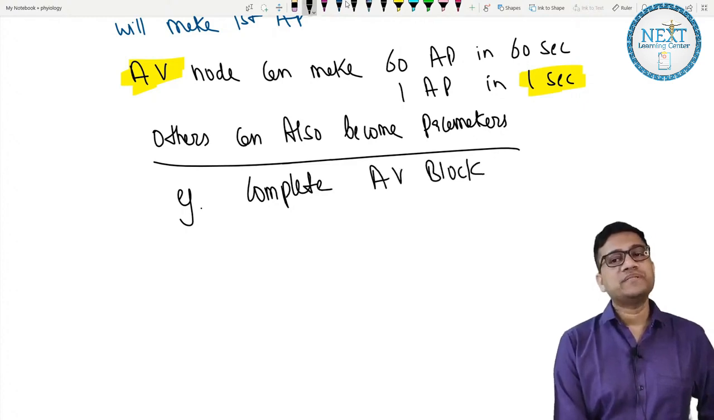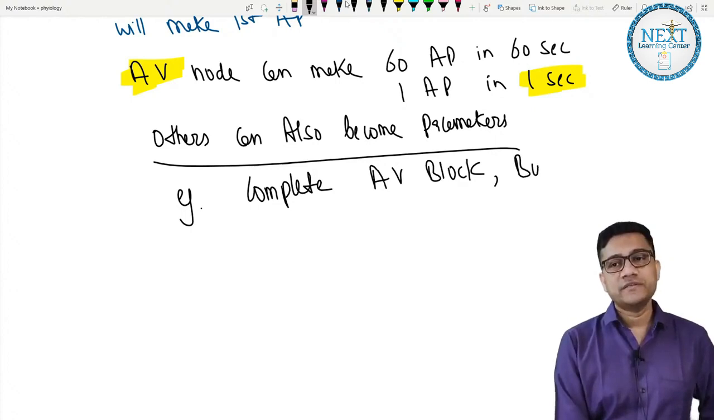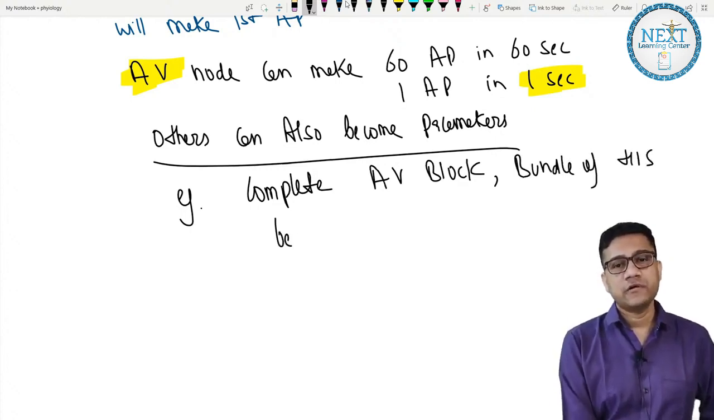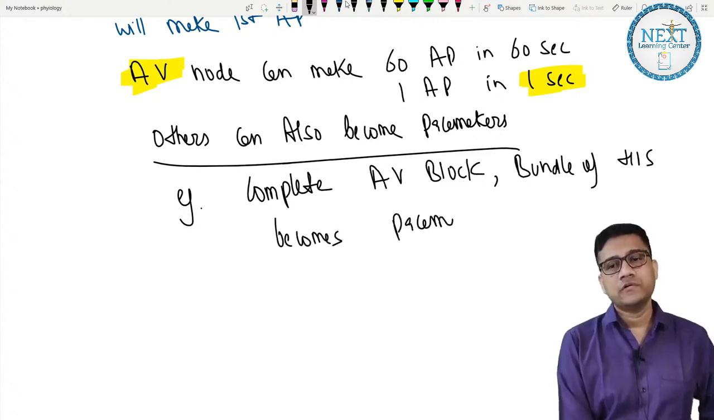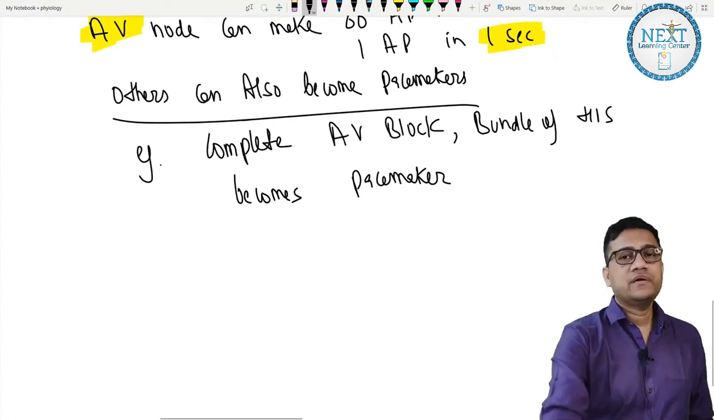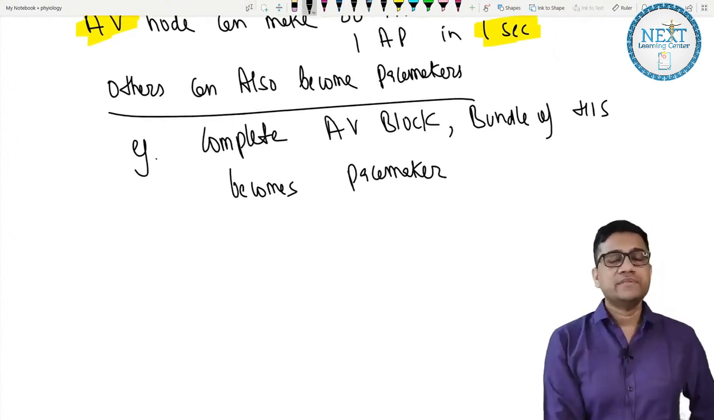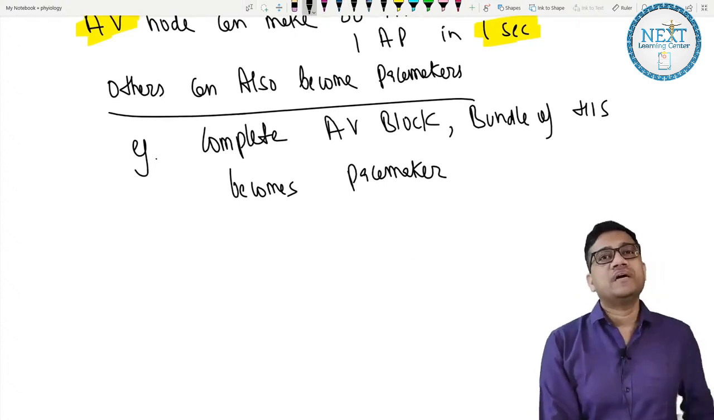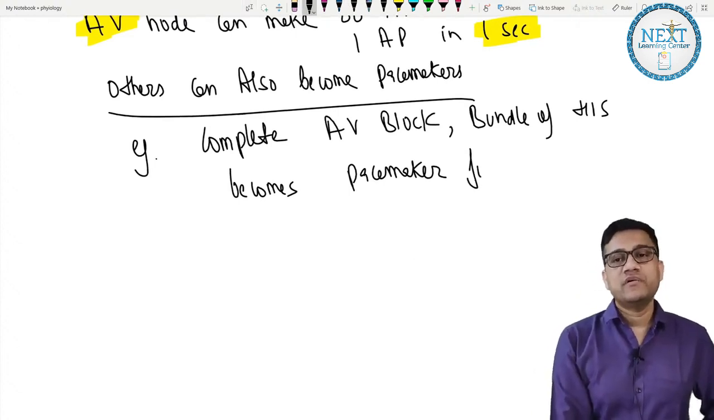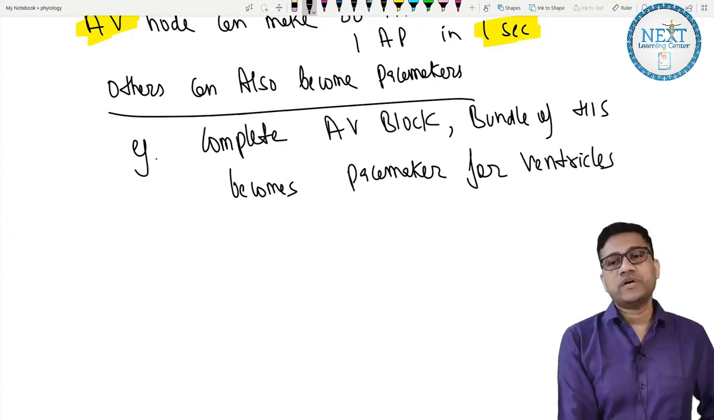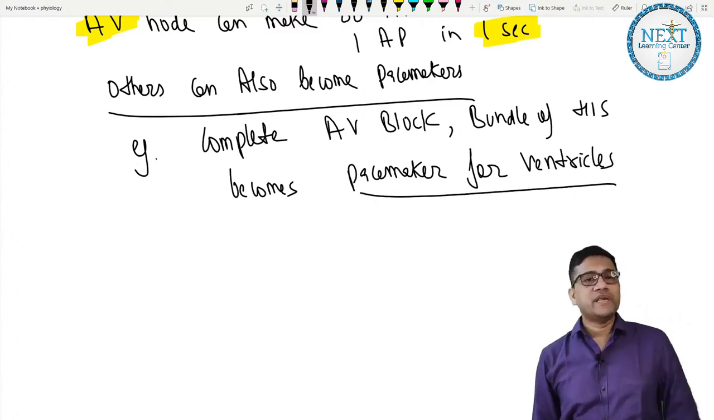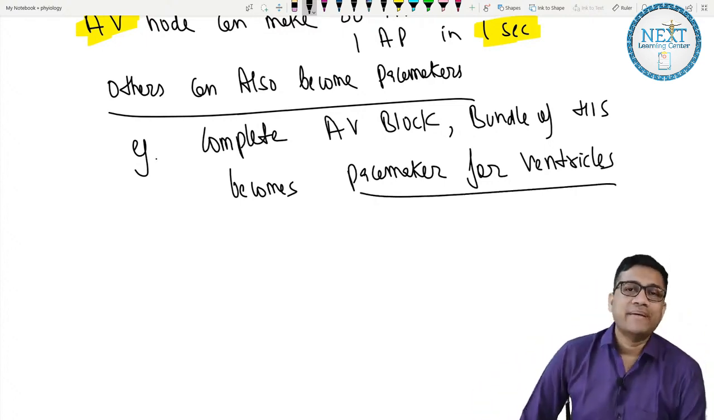what happens? No impulses are coming to the ventricles, so the ventricles can stop. Okay, the bundle of His becomes the pacemaker. So the bundle of His becomes the pacemaker for the ventricles. And I showed the graph also for that. So who's the pacemaker now? Bundle of His becomes the pacemaker.